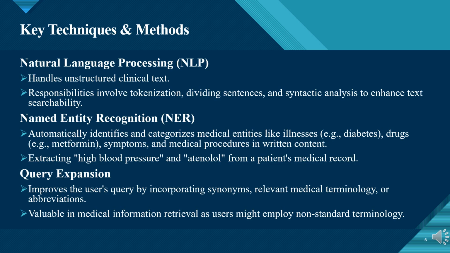Next, we use something called named entity recognition. This technique scans the text and identifies specific medical terms such as illnesses, medications, or symptoms. For example, it can pick out terms like high blood pressure from a patient's record and recognize their meanings. This makes searching medical text much more precise.